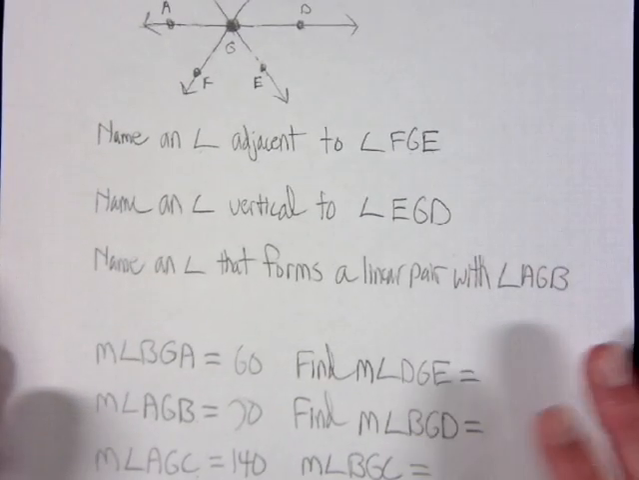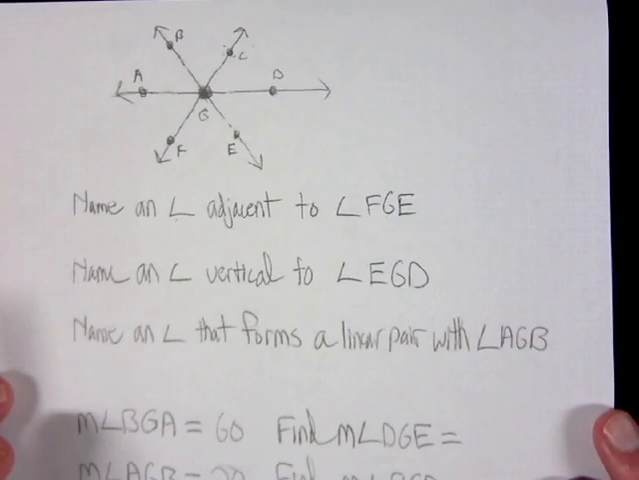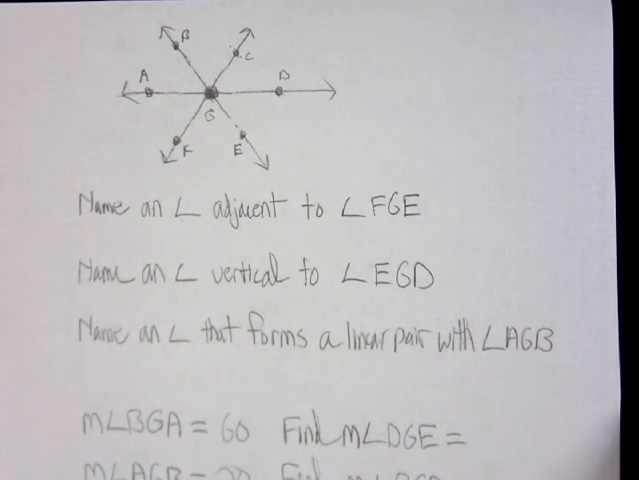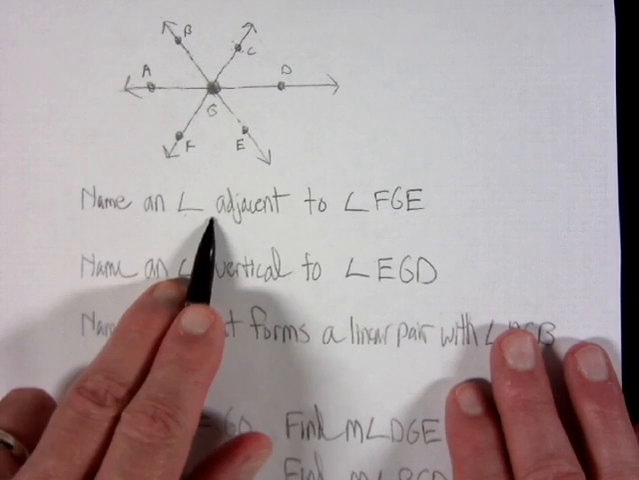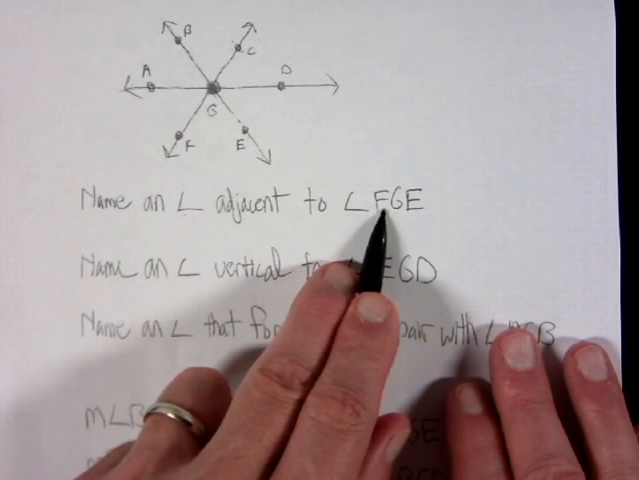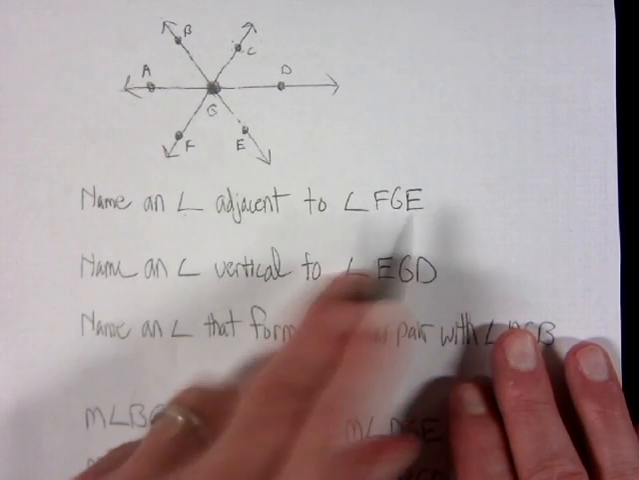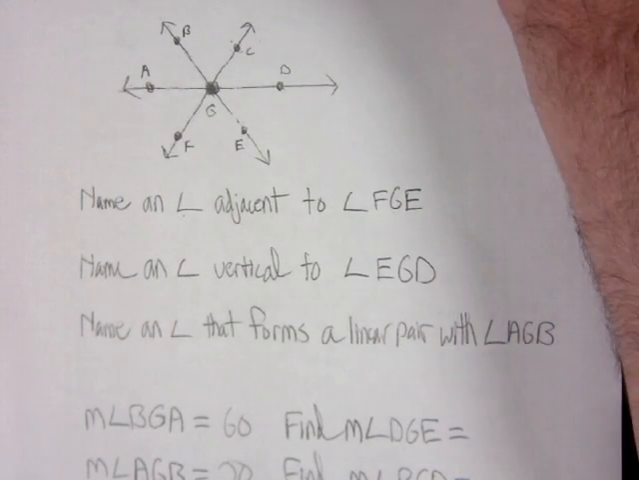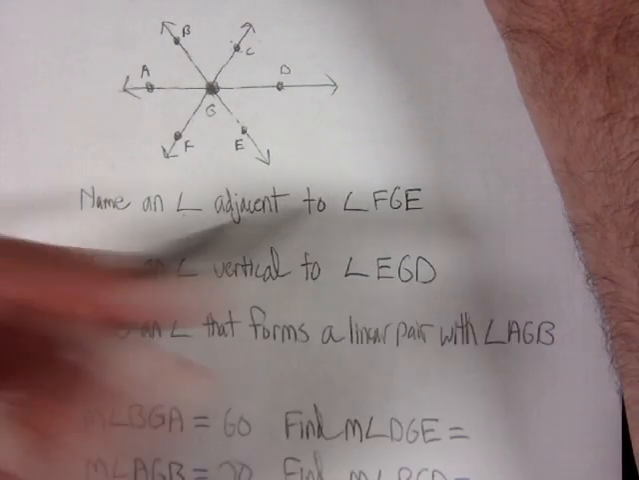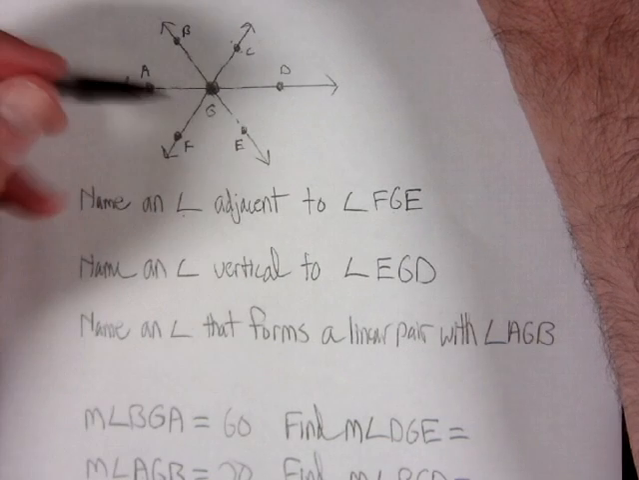So now we've got a diagram, and we have several questions that are asked about the diagram. The first question says, name an angle adjacent to angle FGE. Well, the first thing we have to do is locate the angle, trace it out, FGE.